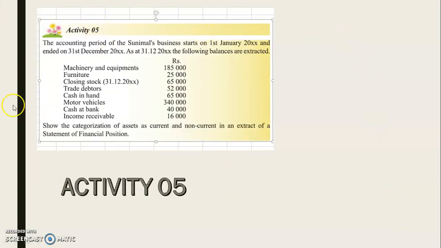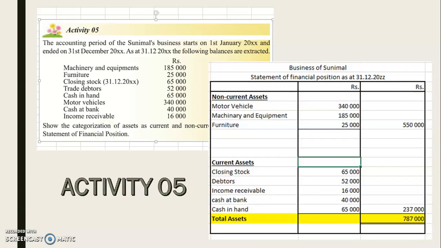Can you all quickly pause the video and do activity 5. Again, they have given you some assets. You have to divide them into current assets and non-current assets. I hope you would have done it. If you have not done it, pause it again and do it. If you have done it, now check your answers. You just have to divide them into non-current and current.